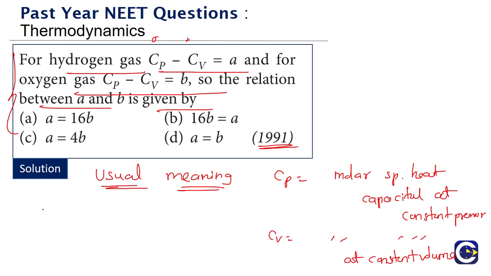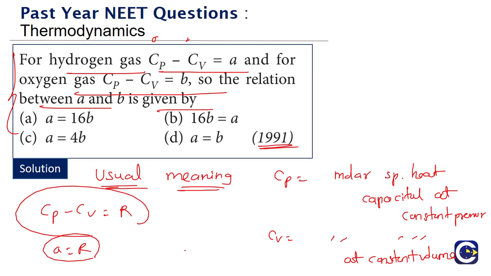Now for any gas, Cp minus Cv will be equal to what? R. That is the relation that we have, whether the gas is a monoatomic or a diatomic or a triatomic, if you consider the behavior of the gases to be ideal, right? What is the relation? Cp minus Cv will be equal to what? R. So which means if we say for hydrogen, Cp minus Cv is equal to A, means what? A is nothing but R. For oxygen, we are saying Cp minus Cv is equal to B, which means B is also equal to what? R. So what is the relation between A and B? A will be equal to B.